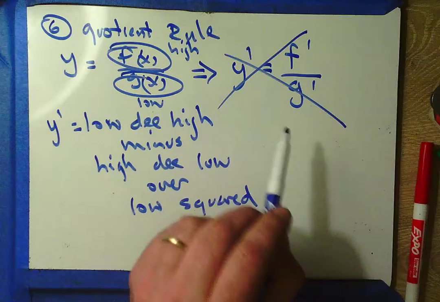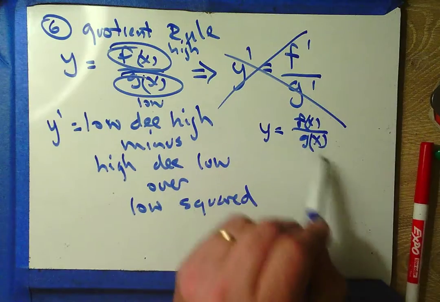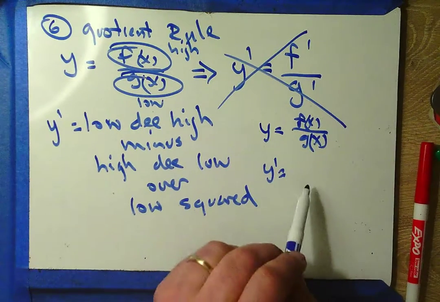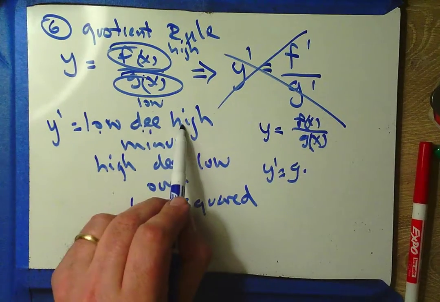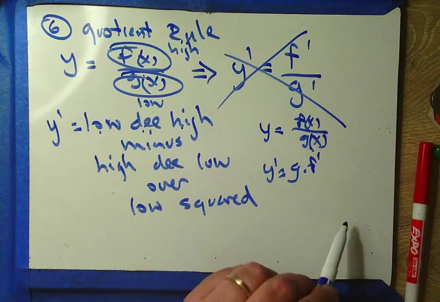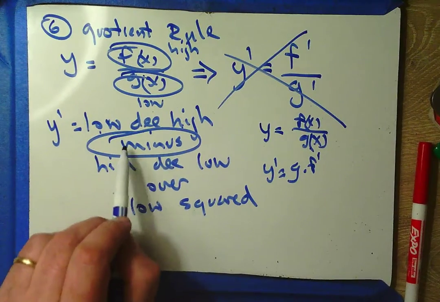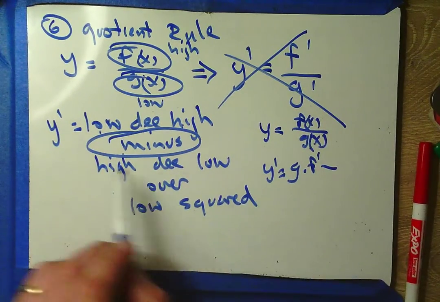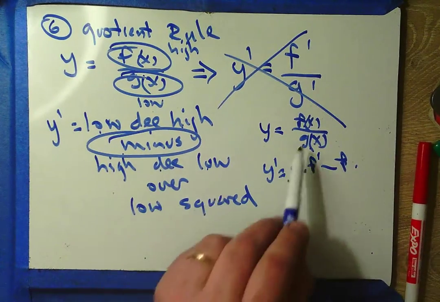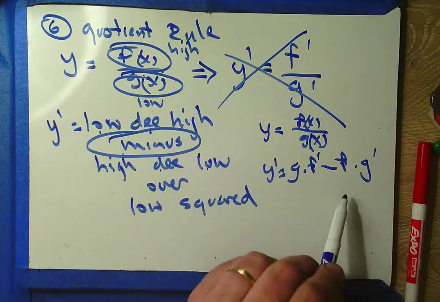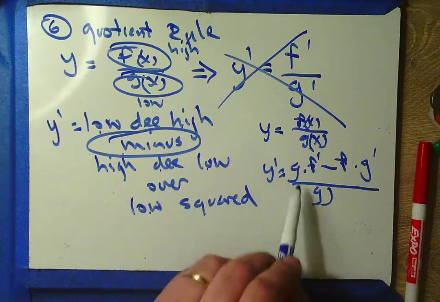Well, I'll show you. So if we have y equals f of x over g of x, then y prime is going to be the low function, g, times the derivative of the high function, which would be f prime, minus, this isn't the product rule. The product rule has a plus. The quotient rule has a minus. The high function, which is f, times the derivative of the low function, g prime. All over, there's a fraction, the low function, g squared.